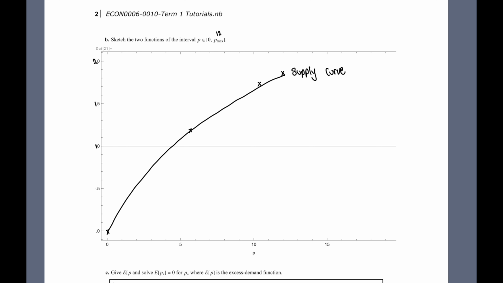Doing the same with demand, when we sub in 0, we get 15. When we sub in 5, we get 7.91, which will be somewhere around here. When we sub in 10, we get 3.3, and when we sub in 12, we get 2.2. So demand looks something like this, and there's our sketch done.